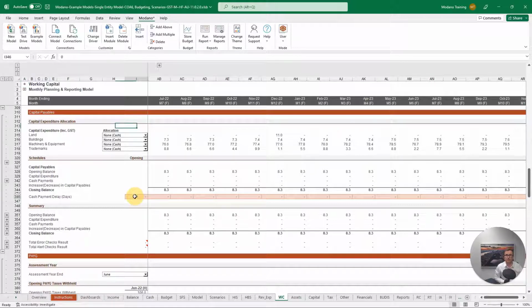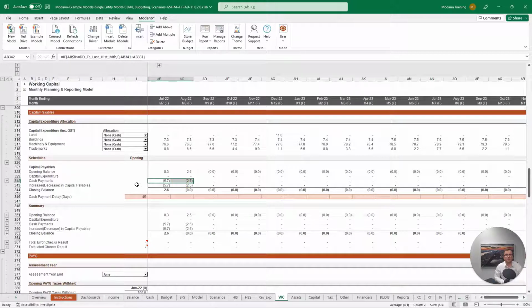Now, our first assumption here in column I is the period over which we assume we're going to pay off our opening capital payables balance of 8.3. If we assume that we're going to pay off this opening balance over a period of 30 days, once we enter our assumption of 30 days, you can see that the entire balance is paid off within our first forecast month of July 22. If we assume we were going to pay this over a longer duration of time, say for example 45 days, when we increase our assumption to 45 days, you'll see that our cash payments are now spread across July and August.